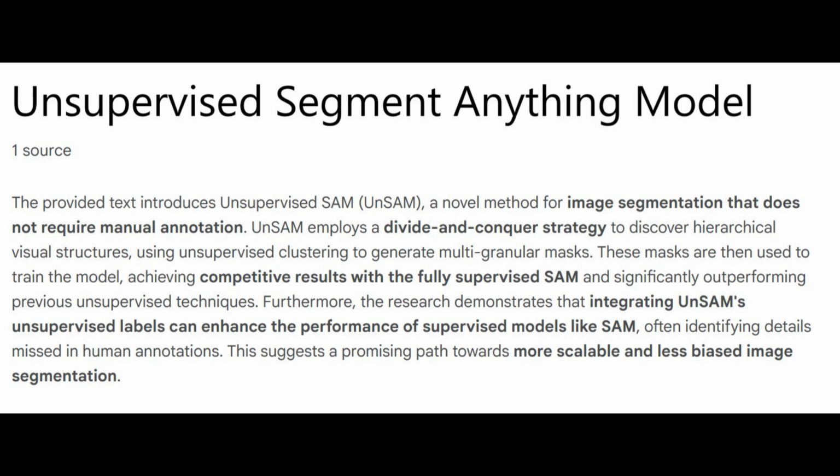It really is. But I'm curious, does UnSAM Plus only excel at segmenting entire images? Or can it also handle those point-and-see tasks like the original SAM? You know, where you give the AI a point and it outlines the object. That's a great question. And you're in for a treat. UnSAM can handle those tasks too.